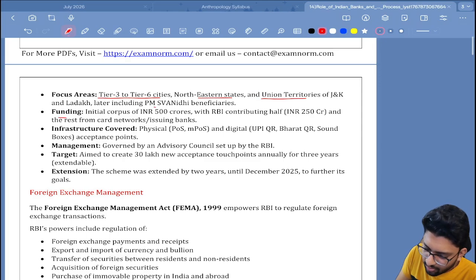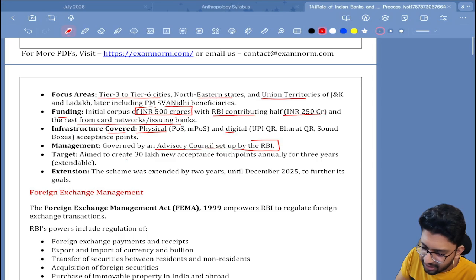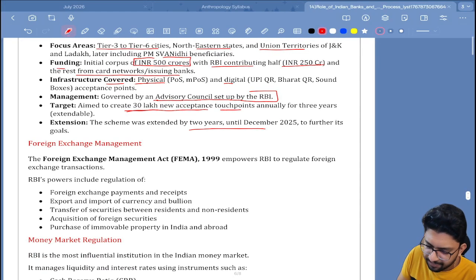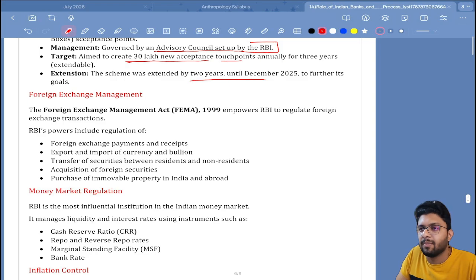Funding: initial corpus of 500 crores with RBI contributing 250 crores, and the rest from card networks and issuing banks. Infrastructure covered: physical and digital. Management: governed by an advisory council set up by RBI. Target is to create 30 lakh new acceptance touchpoints. Extended for 2 years. Foreign exchange management, FEMA. This is very important.